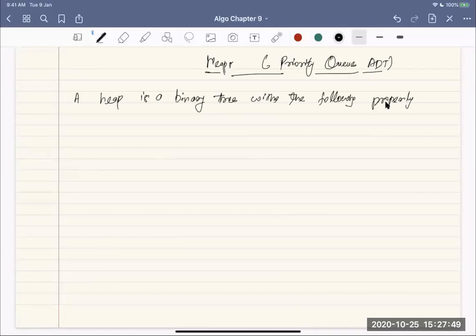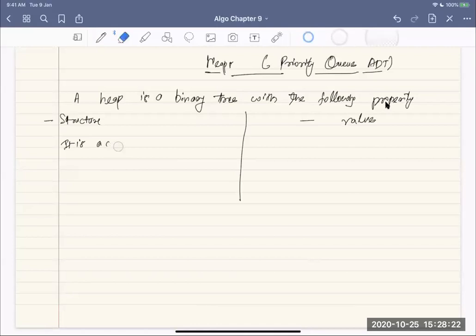Now, all the interesting things of a binary tree generally come with certain restrictions. So now we are talking about what restrictions you put on a binary tree so that it becomes a heap. There are actually two restrictions. One is based on the structure, and the second is based on the value. In terms of structure, it is not complete, it's an almost complete binary tree.